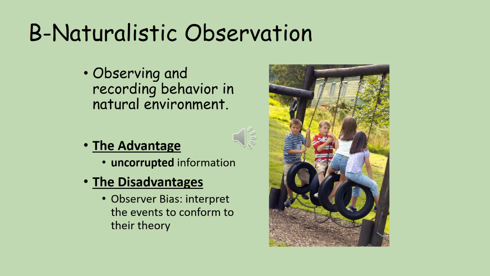The second type of descriptive study is a naturalistic observation. This is just simply watching people in their own natural environment or setting and recording their behavior. One advantage is that you will get good, uncorrupted information. If people don't know you are observing them, obviously they will act normal.